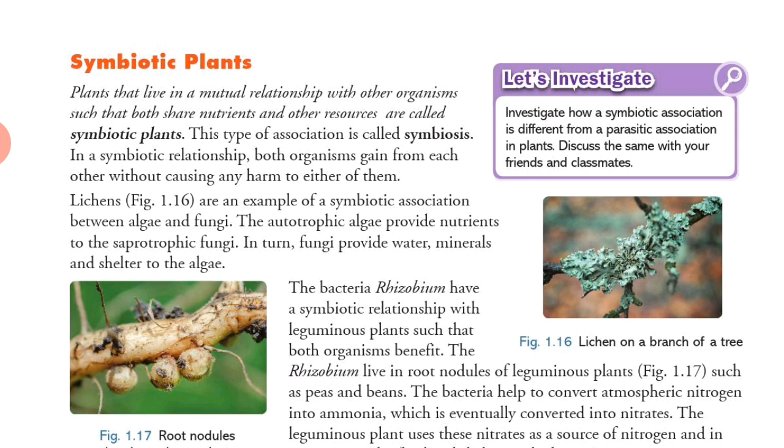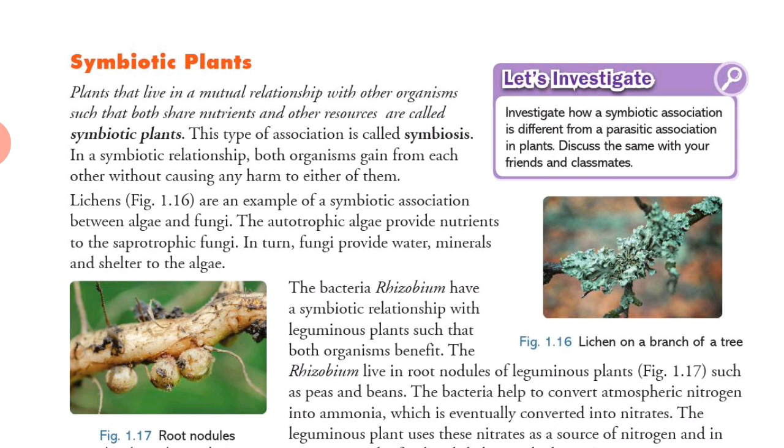Okay, now one thing we came to know: algae is an example of autotrophic and fungi is saprotrophic. Got it? In turn, fungi provide water, minerals and shelter to the algae. So both will benefit and both will grow together without harming one another.